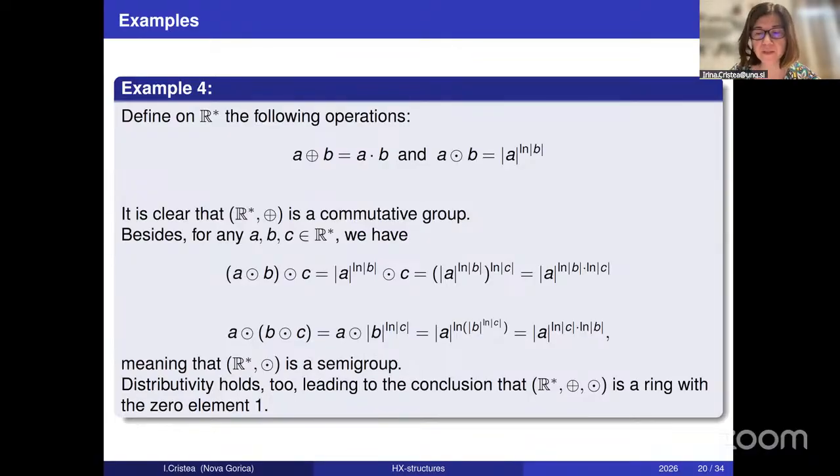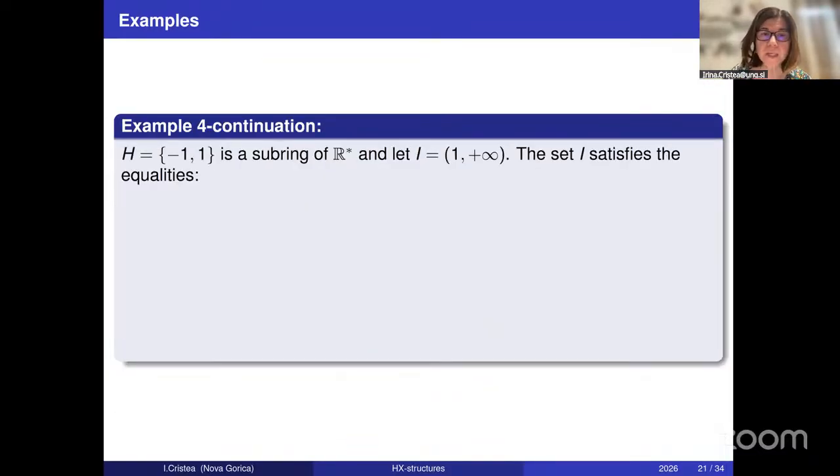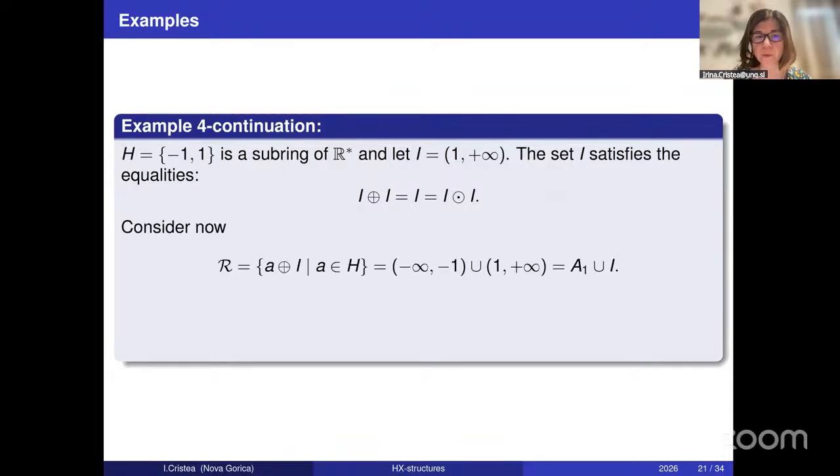Also, the distributivity holds. So really, this was a nice example of an HX ring that was constructed starting from the positive real numbers. If H is just the set containing the elements -1 and 1, this is a subring of R star, and then I is the open interval from 1 to plus infinity. The set I satisfies these equalities that were required in the previous proposition.